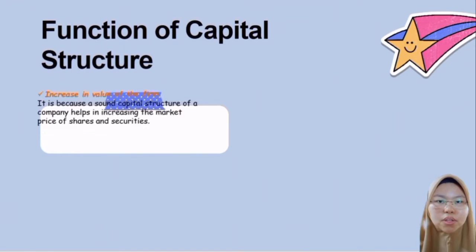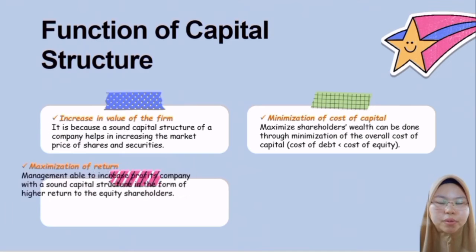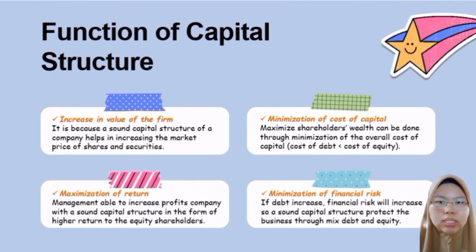There are some important points about capital structure that we need to know. The first one is that the value of the firm can be increased. The second one is maximization of return. The next one is minimization of cost of capital. The last one is minimization of financial risk.